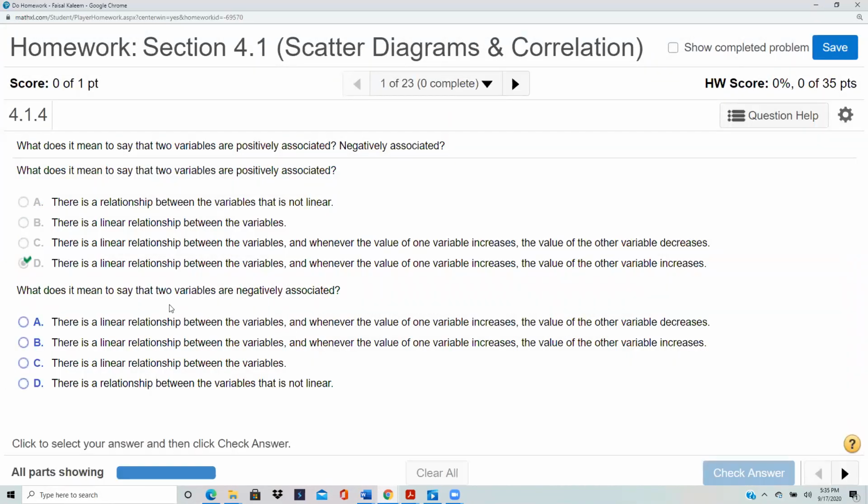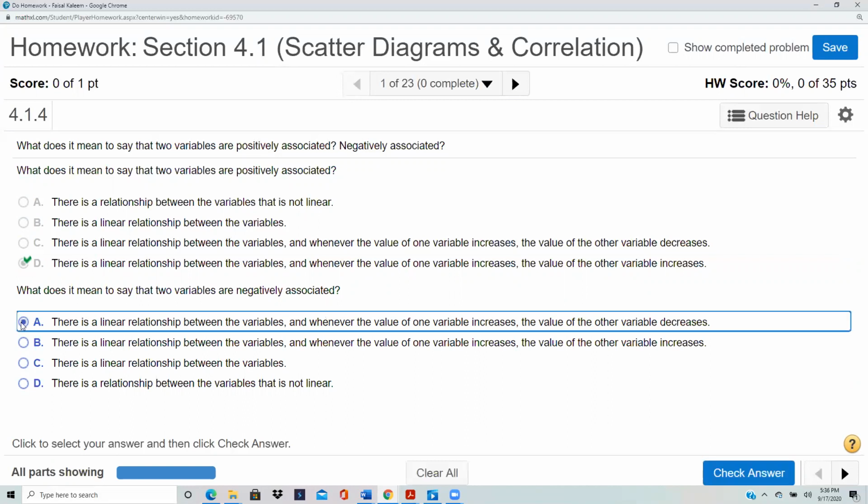What does it mean to say that two variables are negatively associated? So in this case, based on what we said, we look for opposite. It looks like A. There's a linear relationship between the variables, and whenever the value of one increases, the value of the other decreases.